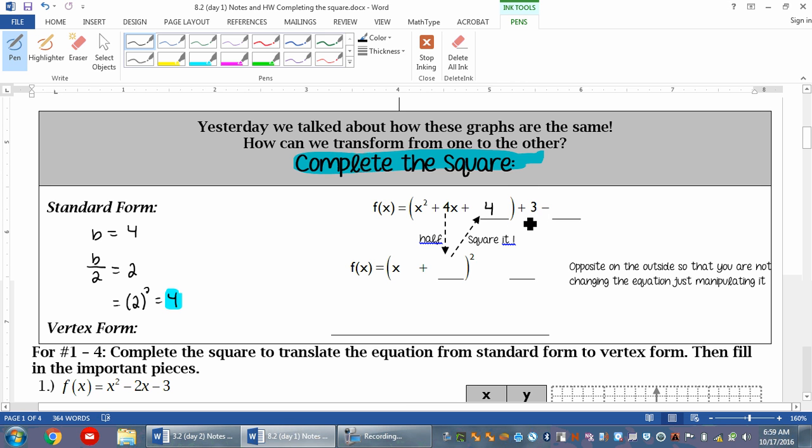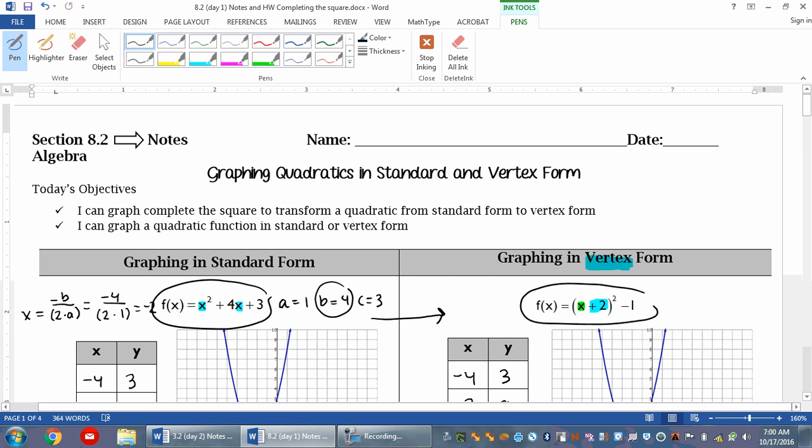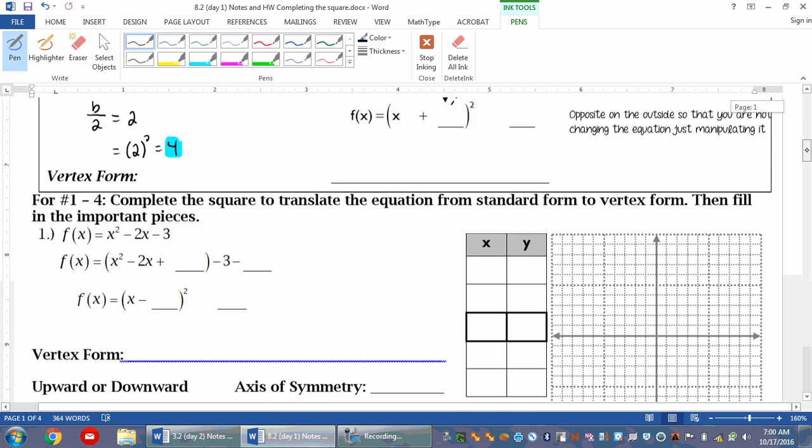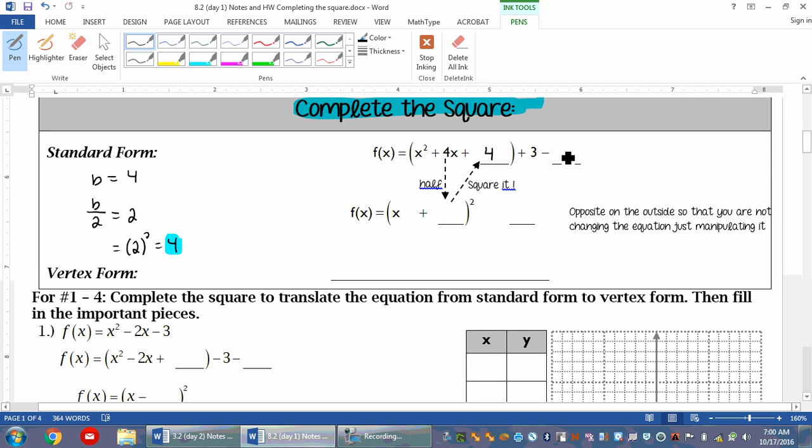Well, don't forget, we still have that plus 3 on the outside. That plus 3 came from this equation right here. Now, we just can't randomly add to an equation, so to undo it, we subtract 4. Now, what we're going to do is take half of that middle term, square it, and then 3 minus 4 is negative 1. That looks like it is in vertex form, because my vertex is x plus 2 squared minus 1.